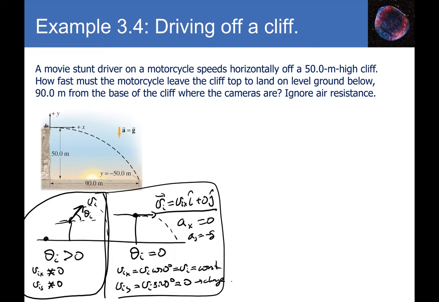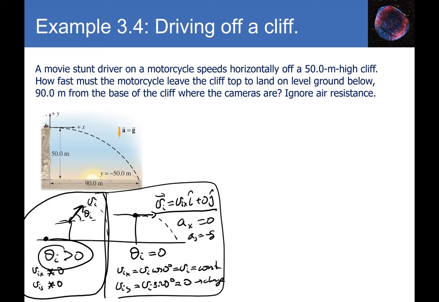Okay, so that's an important thing to understand about this problem, because we have two projectile problems: with a zero launch angle and with a non-zero launch angle. The previous example was a non-zero launch angle, so that's why we had initial velocity in the x and initial velocity in the y. This one is a zero launch angle, which means there is no initial velocity in the y direction. First, let's read the problem.